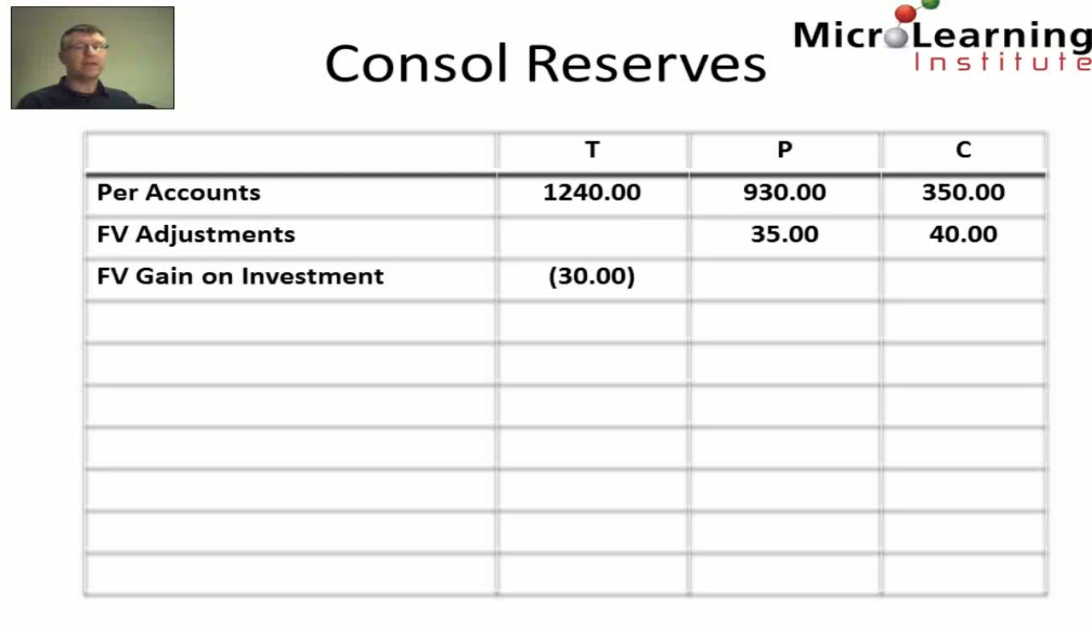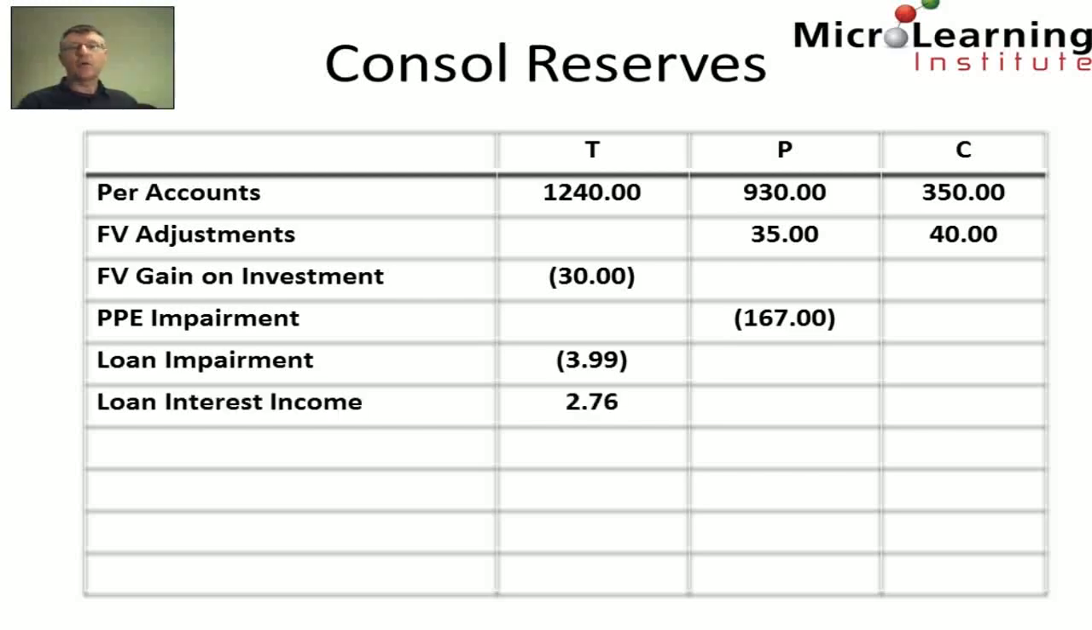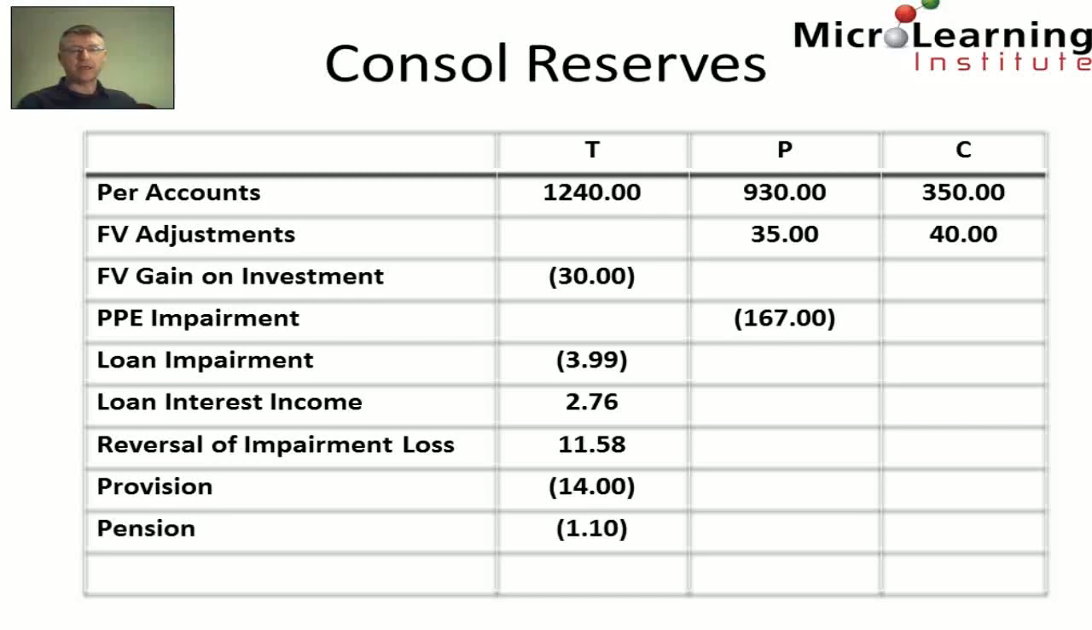The fair value gain on the investment is removed from the books of Trailer, again because we're going to be consolidating those in the future. The property, plant and equipment impairment of 167 million again reduces the carrying amount of the reserves in Park from a group perspective. The loan impairment reduces the reserves of Trailer. The loan interest income of 2.76 is added back to the reserves of Trailer. The reversal of the impairment loss also goes to profit and loss. And the provision for Plan 1 in relation to the restructuring reduces the reserves of Trailer. The pension expense, which we'd recognised and calculated, goes to P&L and reduces the reserves of Trailer.